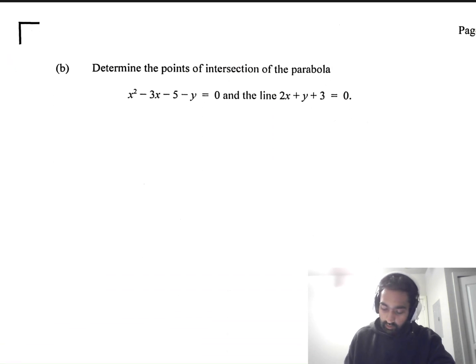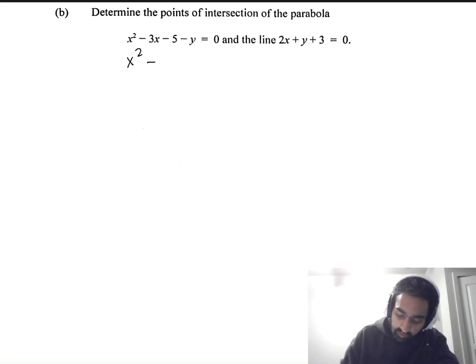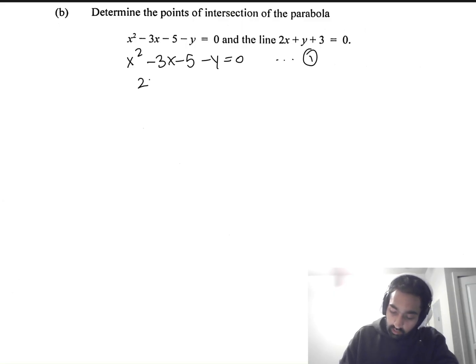Okay, next part. Determine the point of intersection of the parabola x squared minus 3x minus 5 minus y equals 0 and the line 2x plus y plus 3 equals 0. This is a simultaneous equation. So let's write it out. x squared minus 3x minus 5 minus y equals 0 is equation 1, and then equation 2 is 2x plus y plus 3 equals 0.